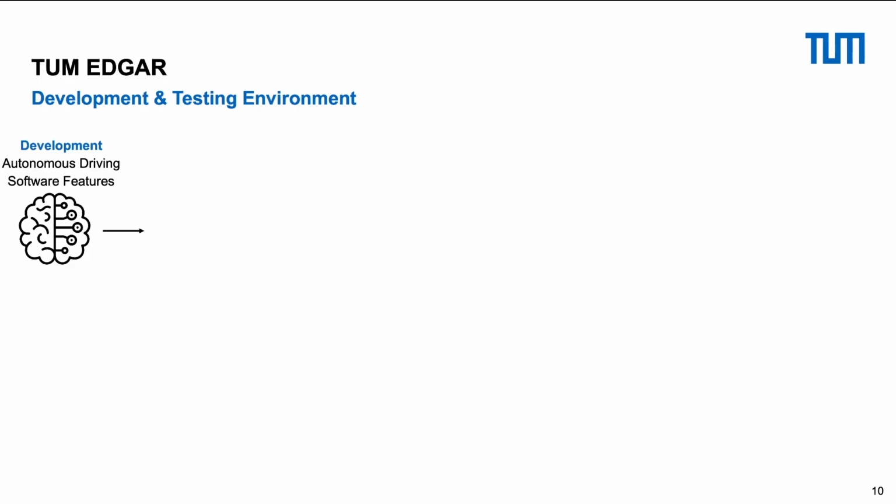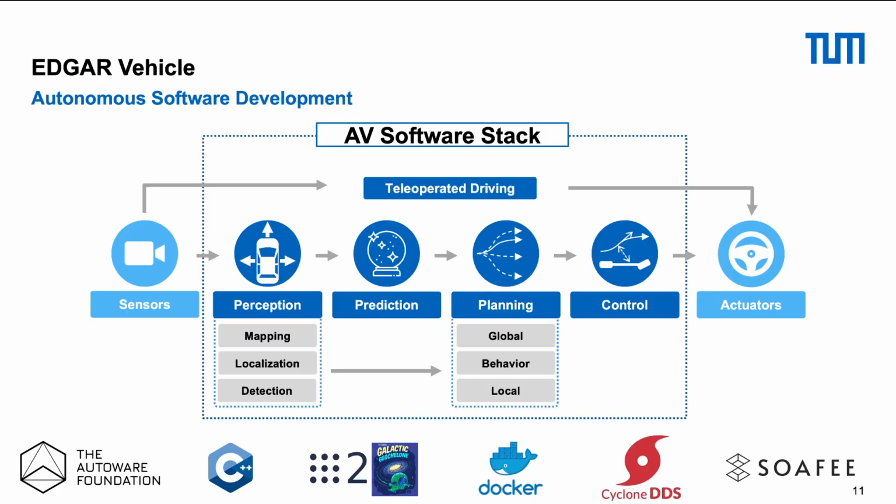Here at TUM, we have now started to develop and create a testing environment. First of all, we develop autonomous driving software features. Those can range from perception, planning, and control. We are cooperating with the Autoware Foundation, where Autoware Universe is our core software stack for autonomous driving.